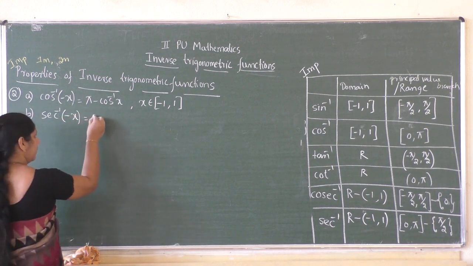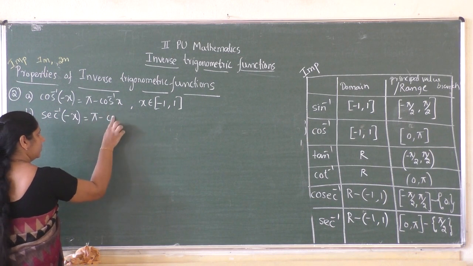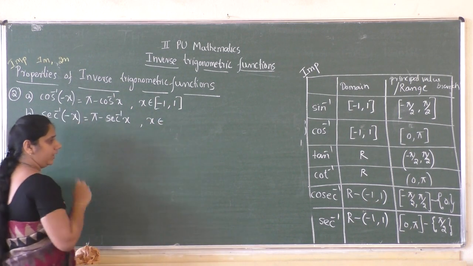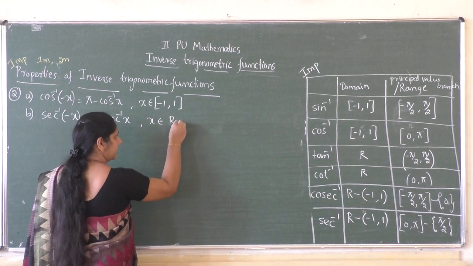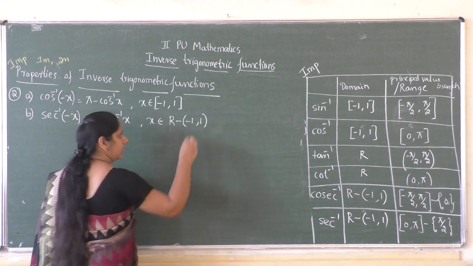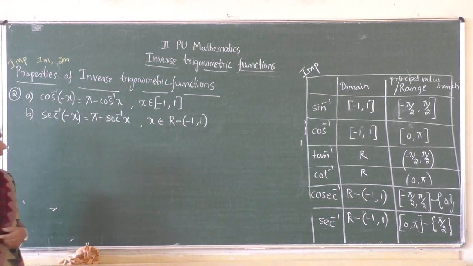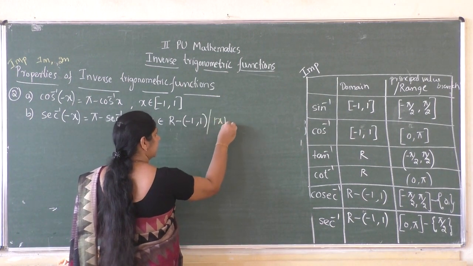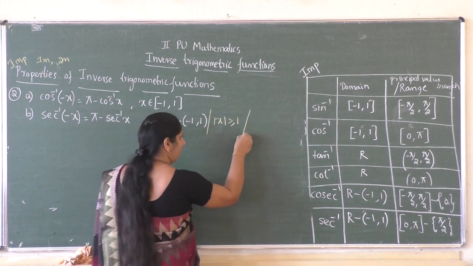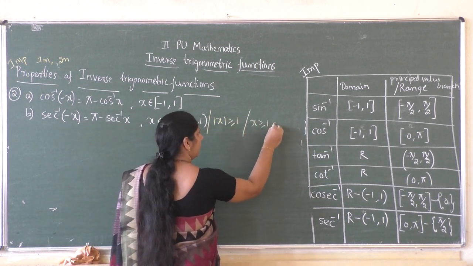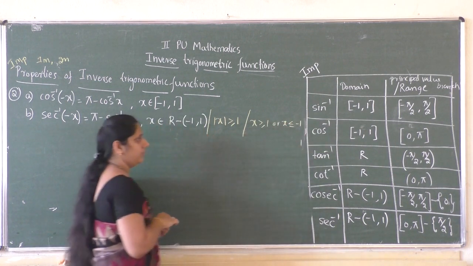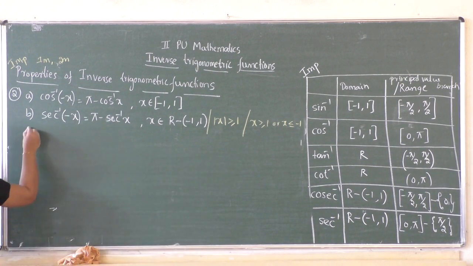Second one, sec inverse of minus x equal to pi minus sec inverse x, where x belongs to the domain of sec inverse. What is the domain of sec inverse? R minus the open interval minus 1 to 1. Here also you may take it like this: mod x greater than or equal to 1, or x greater than or equal to 1, or x less than or equal to minus 1. All the three are one and the same.